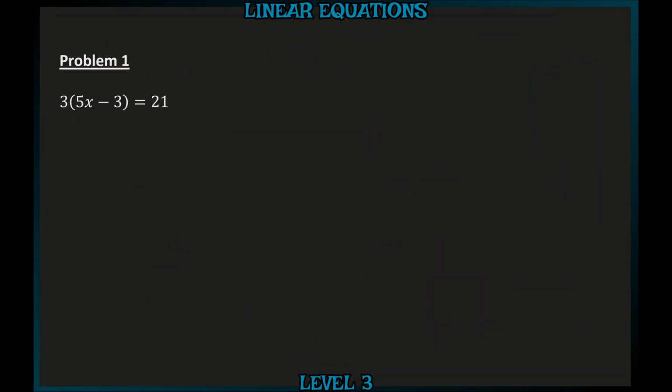In problem 1, we're solving the equation 3 multiplied by 5x minus 3 is equal to 21. Now to start, we need to remove the 3 that's in front of the bracket, and we can do this by either expanding the bracket or by dividing by 3. I'm going to do this by expanding the bracket, as this seems to be the most common way to solve a problem like this.